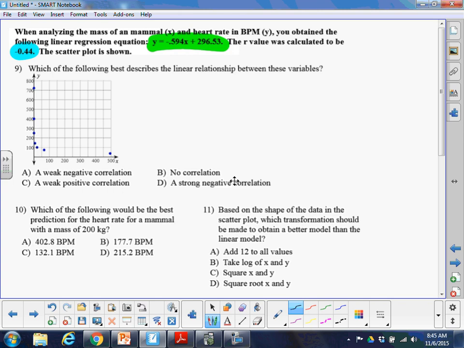Since the R value is negative, we know it's a negative relationship. And since it's 0.44, that's pretty weak. Remember, we consider 0.8 as kind of the borderline to be strong, and then 0.5 to 0.8 is kind of a moderate. So this is on the weak end, so this would be a weak negative correlation. If it was a multiple choice and you said moderate negative, I would be okay with that too.